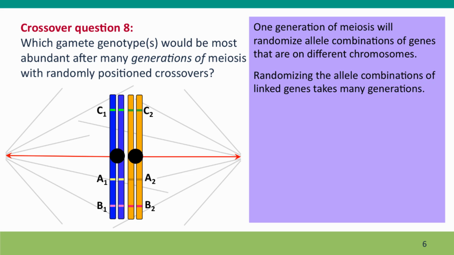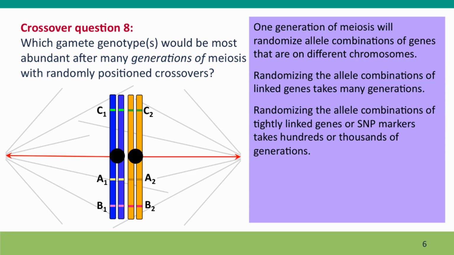If the alleles are linked, if the genes are on the same chromosome, it'll take many generations to randomize the combinations. How long depends on how close the genes we're thinking about are. This applies both to genes and to SNP markers. And if the SNP markers are very close together, or the genes are very close together, it may take hundreds or thousands of generations to completely randomize the allele combinations.